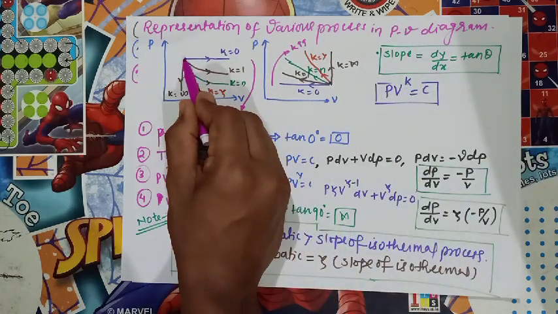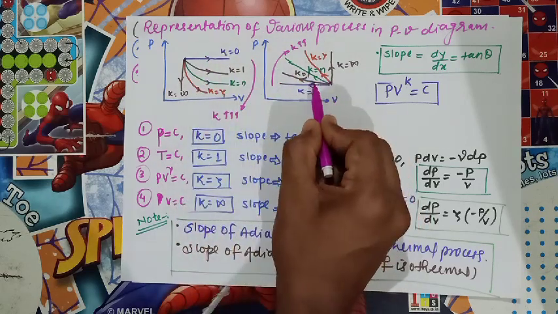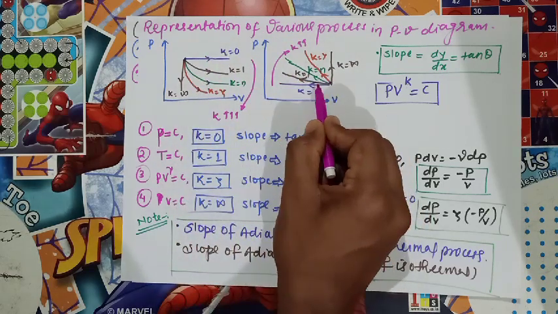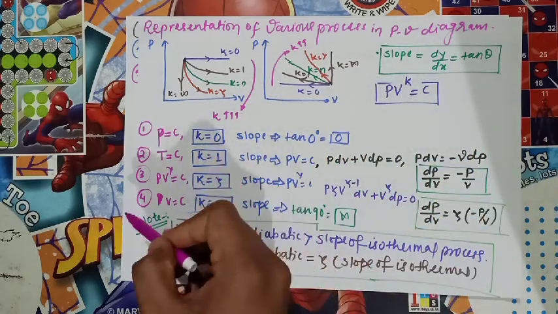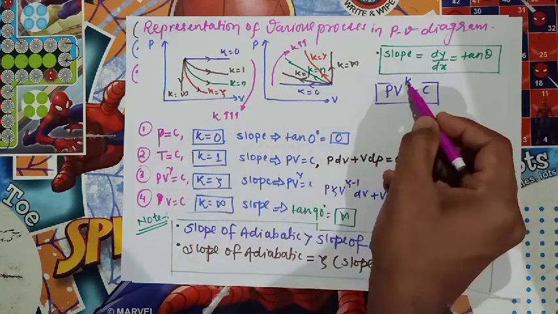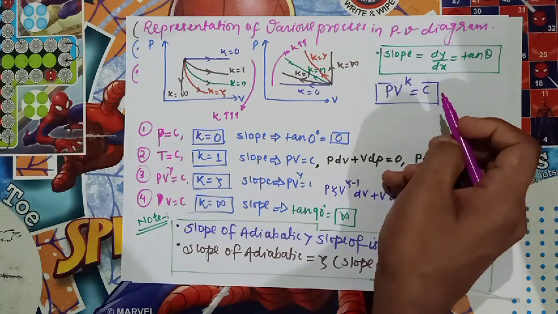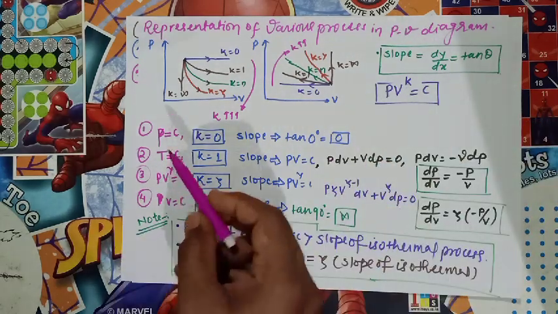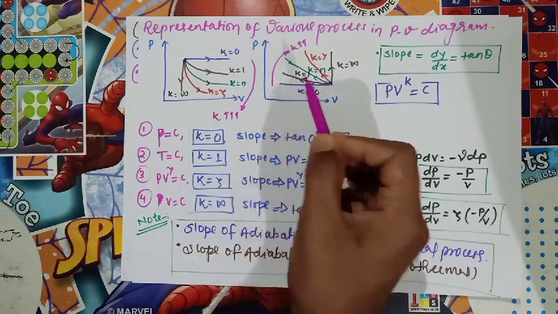So this is the pressure equal to constant line, or the k equal to 0 line. Now, what process will it be? Isobaric process if k equal to 0. Now if k equal to 1, then it will be PV to the power 1 equal to constant, and it will be an isothermal process. So this is the k equal to 1 line.